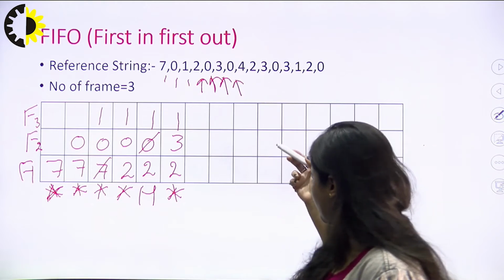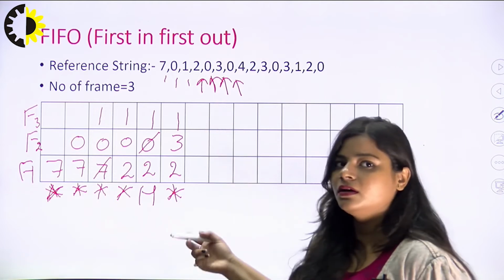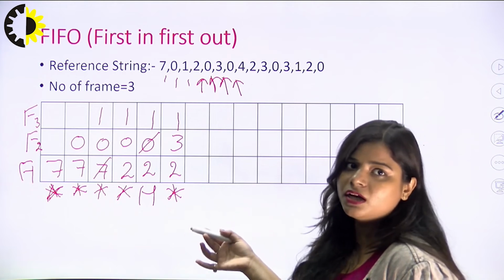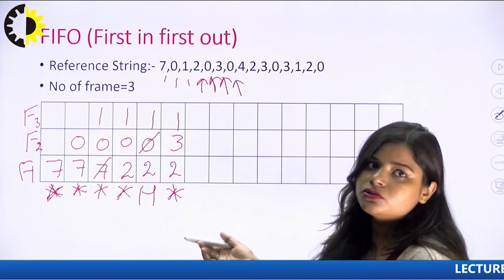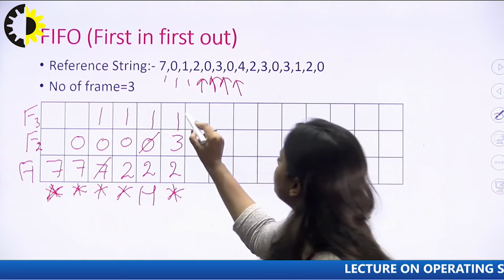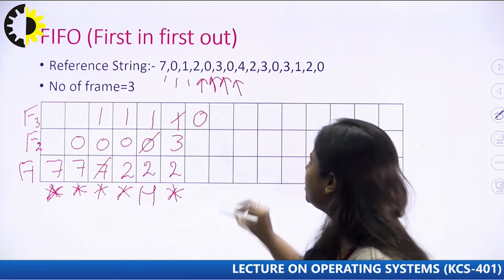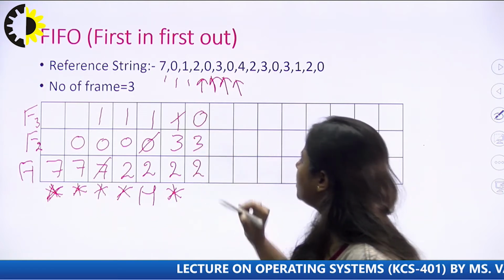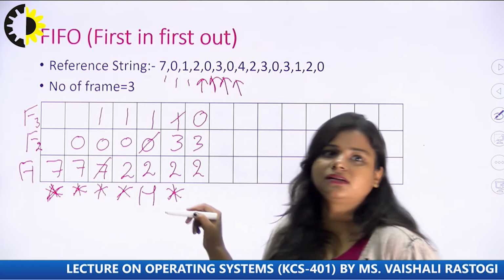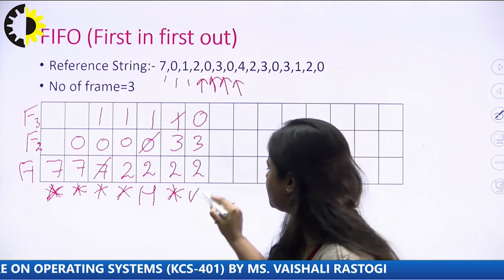0, again we are not having 0 inside the frame. So which one will we remove, 2, 3 or 1? We have replaced the page inside frame 1, we have replaced the page inside frame 2. So now the turn is with frame 3. So we will remove the frame 3 element and put 0 inside frame 3, and 3, 2 as before. And again we have seen that 0 was not present inside the frame. That's why again it is a page fault or page miss.